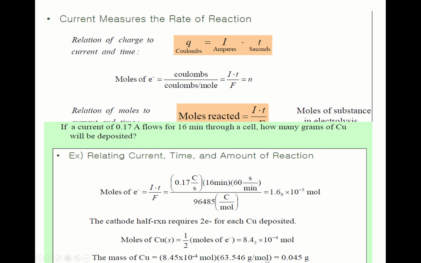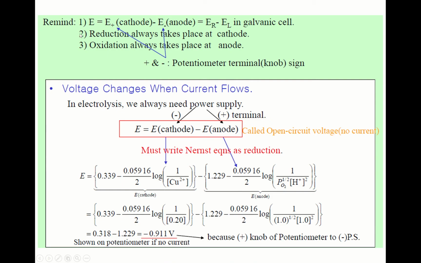And then the question is how many grams? So you multiply the moles of copper by the copper atomic weight, which is 63, times 0.546, and then you get 0.045 gram. This is the mass of copper you expect. Not difficult, right?